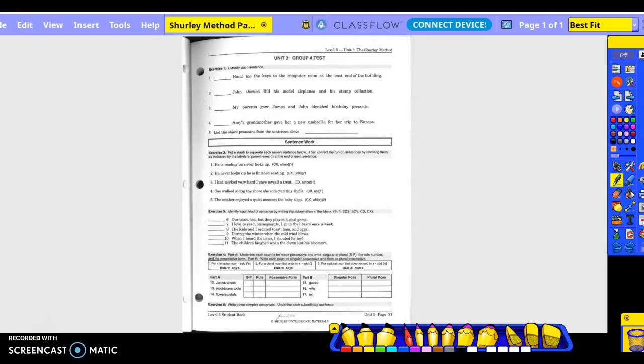Shurley method, page 31, part 1. So we're going to do exercise 1 today. So hand the keys to the computer room at the east end of the building. So who needs to hand the keys?